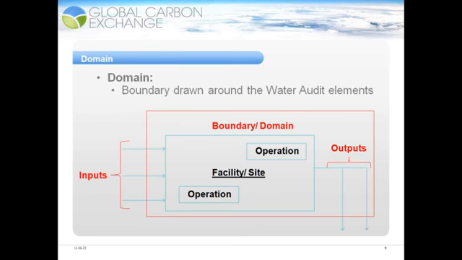Then onto the domain. The domain is the boundary drawn around the water audit element. It's the boundary which encapsulates the previous three definitions which I mentioned, being the inputs, the operations, and the outputs. It traditionally is the boundary of the facility or site that is being audited, or in the instance of when you're looking at a specific operation, the boundary would then be the inputs to that operation, the operation itself, and the specific outputs of that operation.